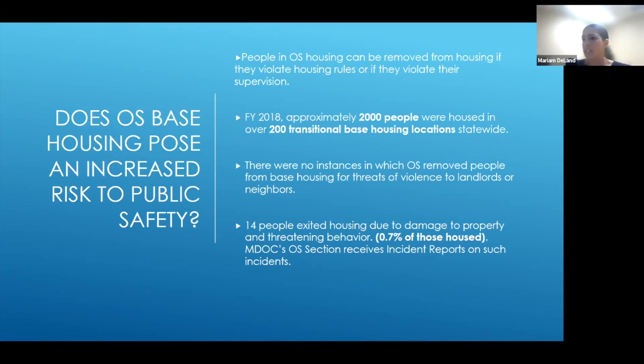We did have 14 incidents where people were exited from housing due to property damage, and that was less than 1% of the total people that were housed. We do continue to receive ongoing incident reports, so we do know when there are serious incidents in housing, and serious incidents do occur. But we think that these numbers speak to the fact that this population is not particularly more problematic, simply due to the fact that they are on parole.